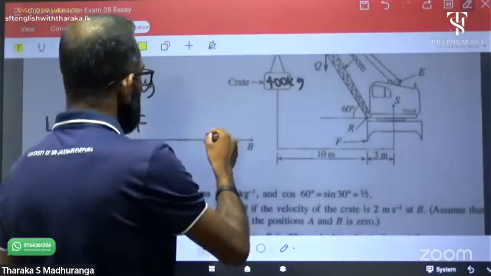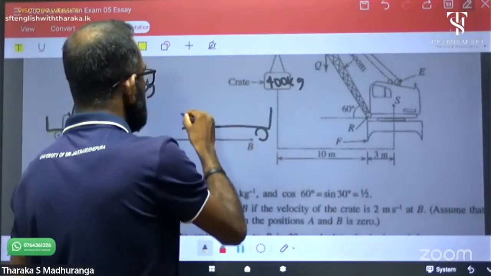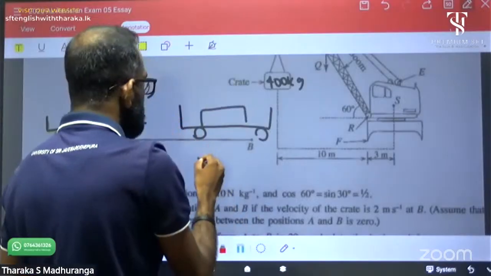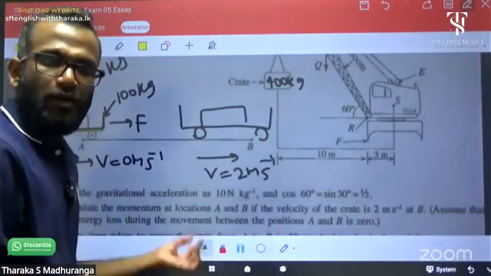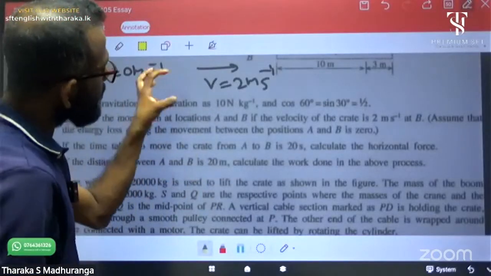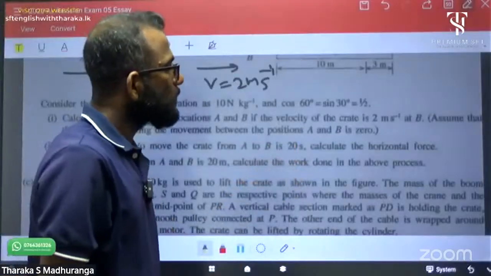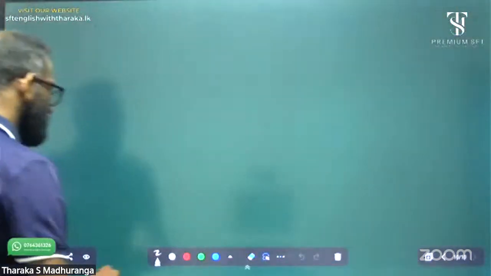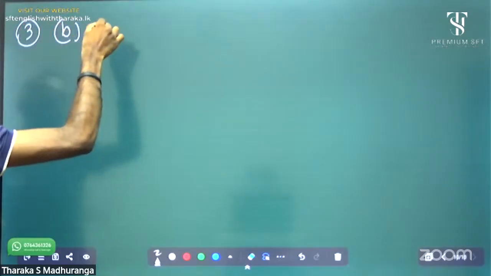This is the B point. The trolley at B point, what is the velocity? V equal 2 ms minus 1. Okay, in this type of question, you have to carefully understand the question. What is the question? Calculate the momentum at location A and B, both. It's asking for both momentums. Assume that there is no energy lost. Okay, question number 3, part B, part 1.